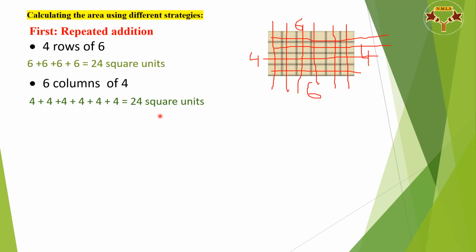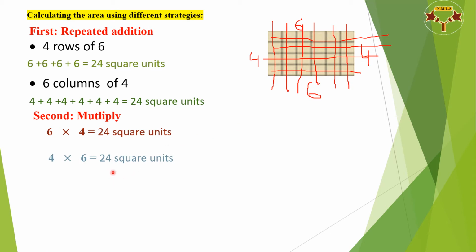Okay? The second strategy is called multiply. We can multiply 6 times 4, okay? 6 times 4, or 4 times 6. At first, we will multiply 6 times 4. From the table of 6, we will raise 4 fingers. 6, it will be 18, 24. Then the answer will be 24 units. Or we can say 4 times 6. 4 times 6 is also 24 units.